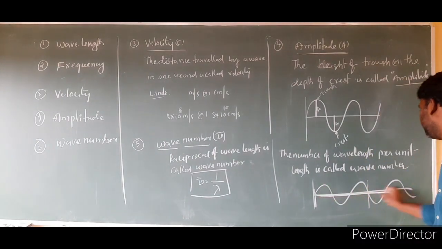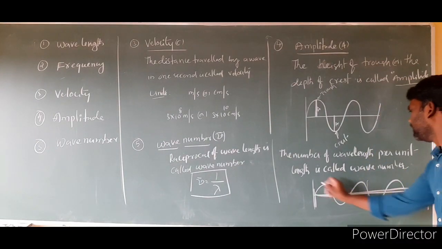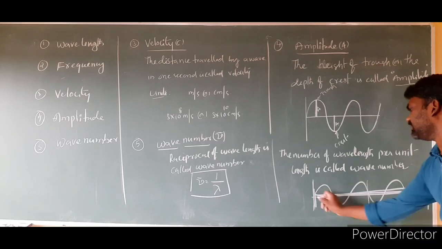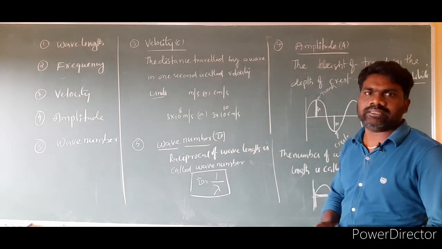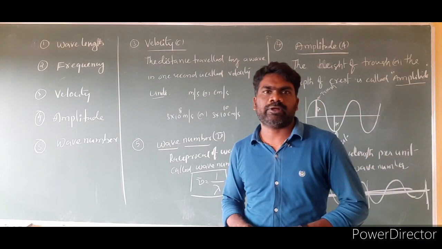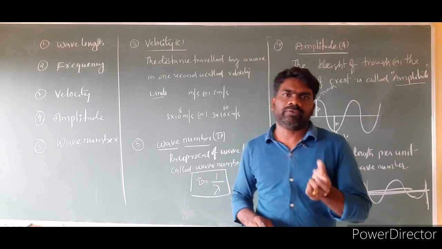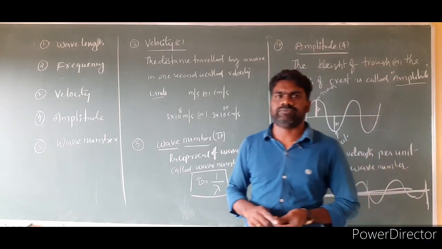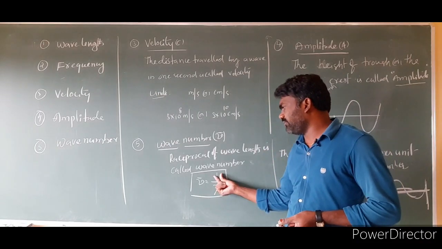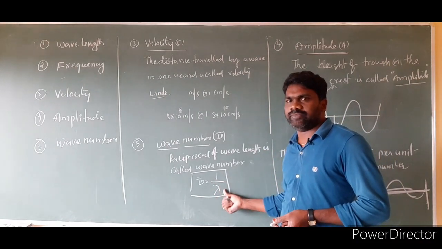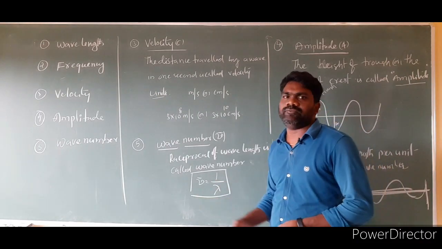Suppose from here to here I am taking. This total length I am labeling as 1 unit length. In that 1 unit length, how many number of waves is present? The number of waves per unit length is called as wave number, or by taking this also we can define reciprocal of wavelength is called as a wave number.